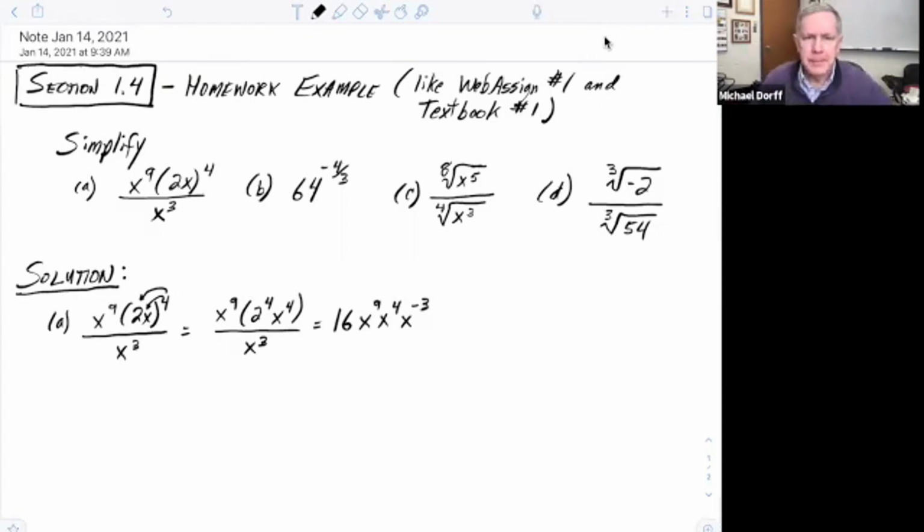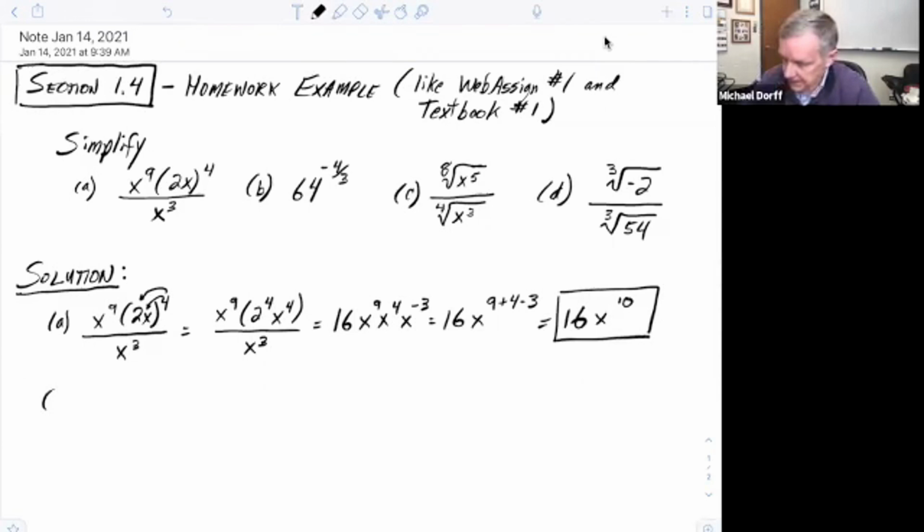Everything that has the same base, I can add the exponents together. So I have x to the ninth, x to the fourth, and x to the negative 3. They all have a base of x. So I can rewrite that as 16 times x to the 9 plus 4 minus 3 power. And then I just add those exponents together. 9 plus 4 is 13, minus 3 is 10. So I get 16 x to the 10th. And that's my answer.